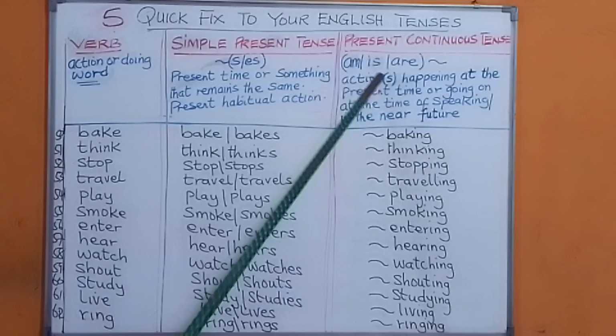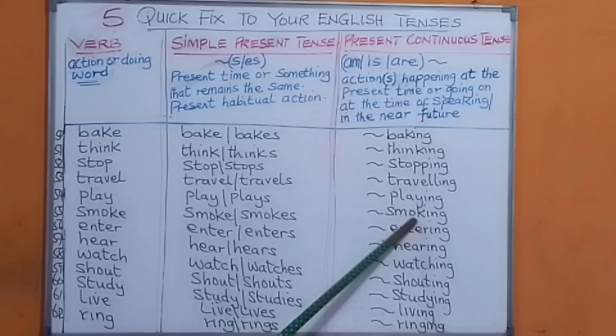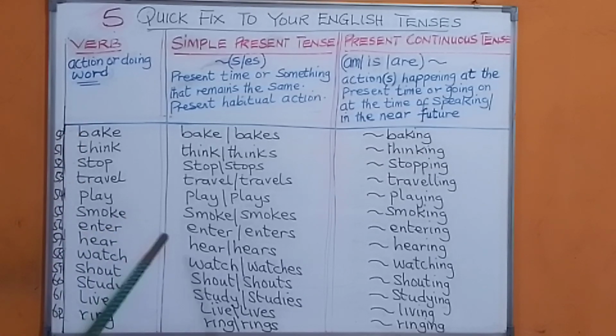I am smoking. He is smoking. We are smoking. Okay? Enter. The verb enter. When you are using that with a plural object or subject, say enter. Singular object or subject, say enters. We enter the gate. They enter the gate. Many people enter the gate, but you say she enters the gate. The man enters the gate.